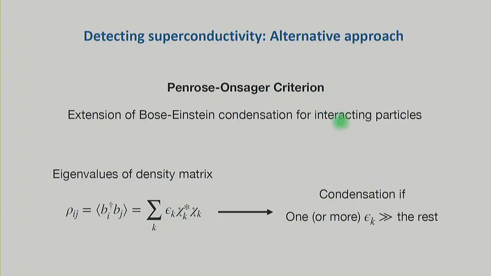We're using what's called the Penrose-Onsager criterion. This is a criterion that was initially developed for Bose-Einstein condensation, and it's really easy. Imagine that I have a bosonic system. These are bosonic operators. You compute the one-particle density matrix. These are, for example, positions in a lattice or another basis. This is the average on the ground state of the system. You diagonalize this matrix, and if one or more eigenvalues are much bigger than the others, and much bigger is a heuristic statement, that means that there is some Bose-Einstein condensation.